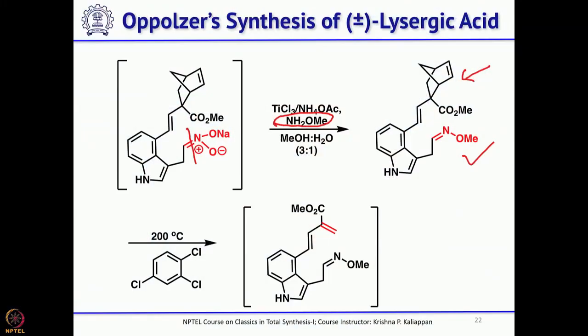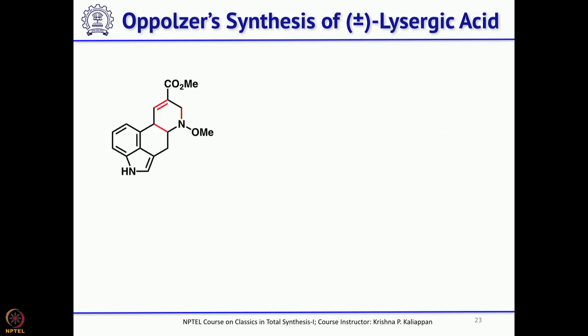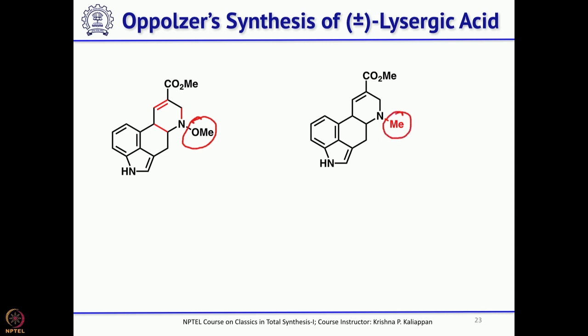So that was done at high temperature. So 200 degrees, so that retro-Diels-Alder reaction took place and followed by intramolecular Diels-Alder reaction gave this tetracyclic compound. Okay. So now you have OMe here, but in lysergic acid you have methyl group. Okay. So just one oxygen you have to remove. So that was done using methyl fluorosulfonate. It's a good methylating agent. Okay. So what happens? So first the nitrogen will be methylated, okay. So then the fluoride can attack and the N-O bond can break to give the corresponding N-methyl.